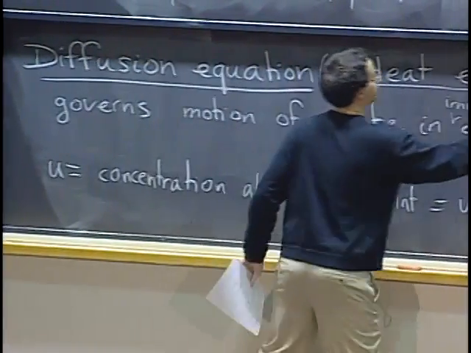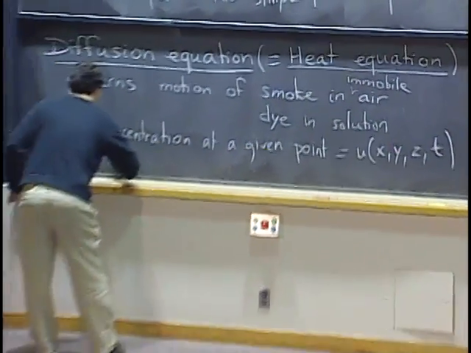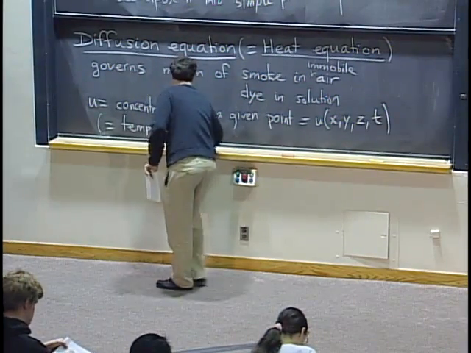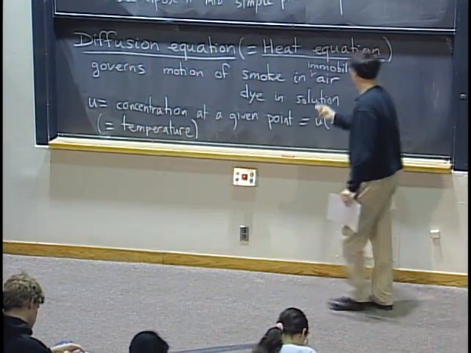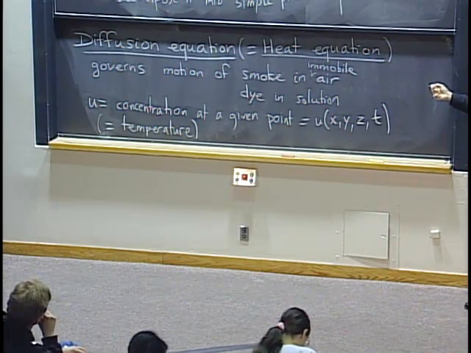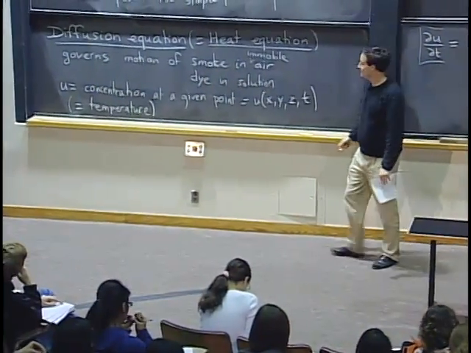So in the heat equation, this U would just measure the temperature of your fluid at a given point. Actually, it doesn't have to be a fluid. It could be a solid for the heat equation.